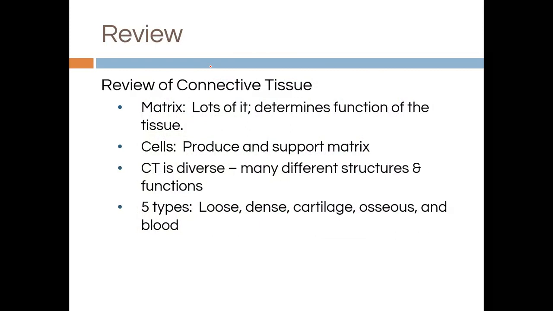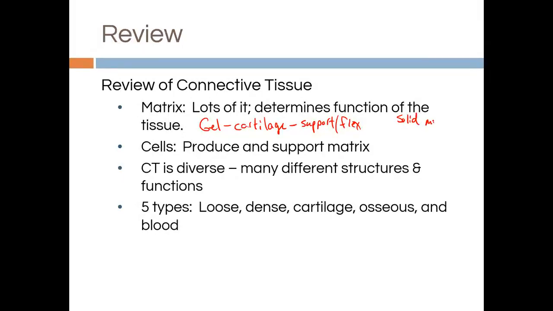All right, so let's take a little review of connective tissue. The main thing to know about connective tissue is the matrix defines it. So there's lots of matrix, and the matrix determines the function of the tissue. If I tell you that there's a tissue that has a gel matrix, you know it's going to be cartilage. And that gel is going to give it support, but also be flexible. If I told you a tissue has a solid mineral matrix, you know it has to be osseous, defined by its matrix, and you know it's going to be hard and give support because it is solid minerals.